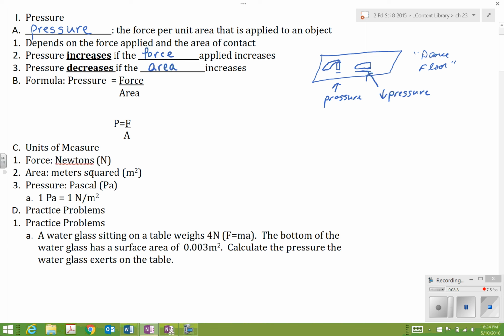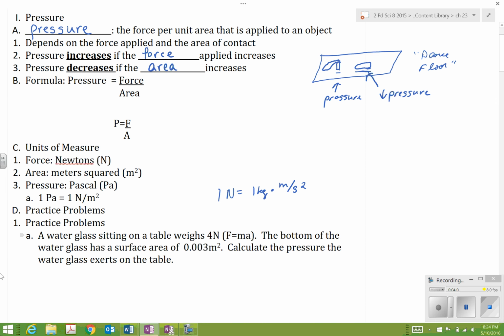Now, you will remember that one of the things we learned last chapter is that 1 newton equals 1 kilogram times meters per second squared. And that was just something we had to memorize. Well, this is something else you have to memorize. It's the same principle. 1 pascal equals 1 newton per meter squared. So we're going to look at some practice problems to help us understand this.